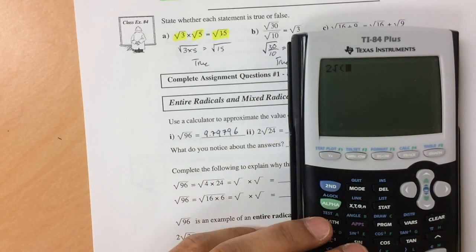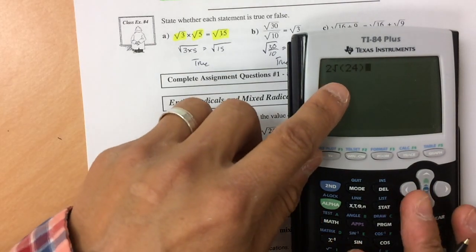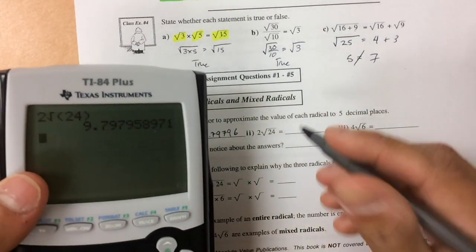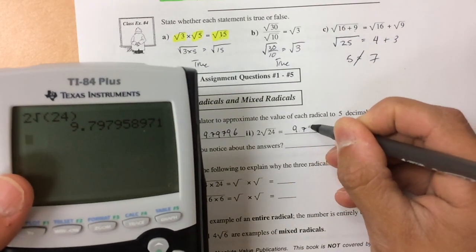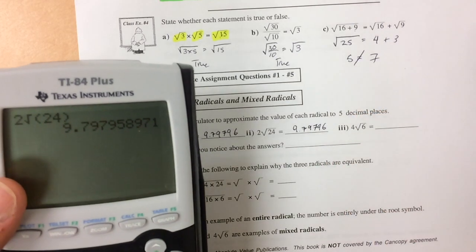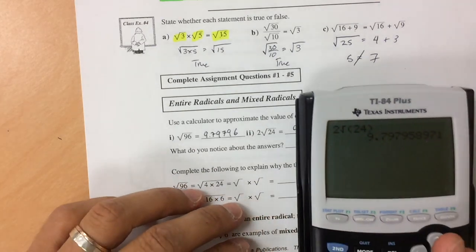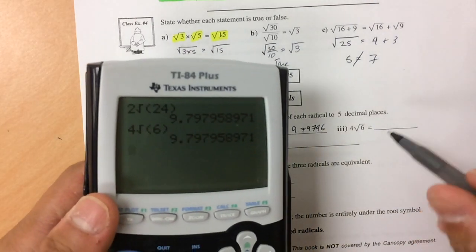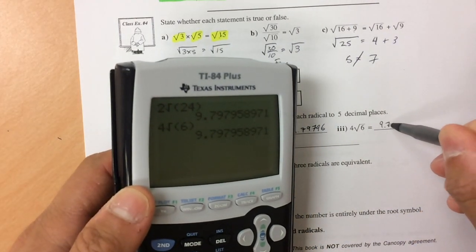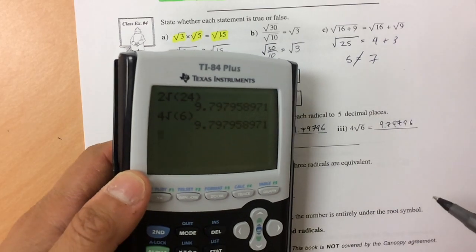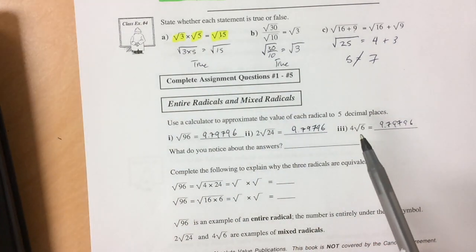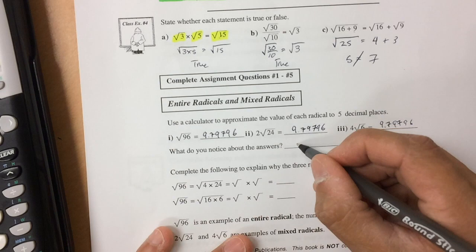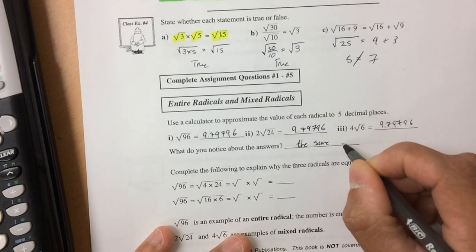2 times the square root of 24. Notice how, when I wrote this, I didn't actually put a multiplication sign, and that's okay. But I get the same answer, 9.79796. And last I have 4 root 6. And I get the same answer again, 9.79796. So I have 3 different ways to write this radical, and I get the same answer every time because they're the same. So what do you notice about them? They are the same answer.